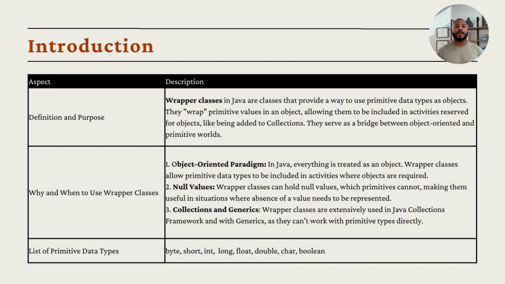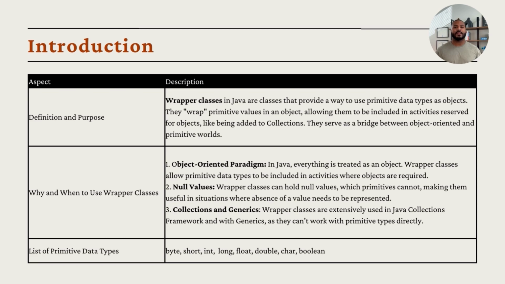So wrapper classes in Java serve as essential tools for developers, acting as middlemen between primitive data types and objects in the Java programming language. They encapsulate primitive values within objects, allowing them to be manipulated and utilized in an object-oriented context. The primary reasons for employing wrapper classes include adhering to the object-oriented paradigm, enabling the representation of null values which primitives cannot hold, and facilitating the seamless integration of primitive types into Java collections frameworks and generics.